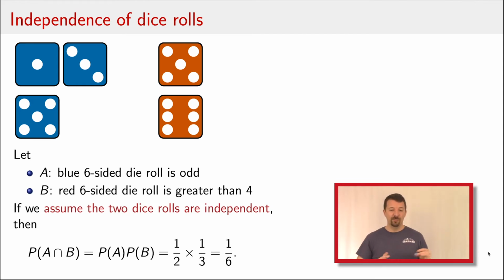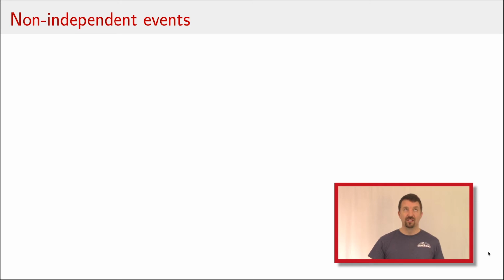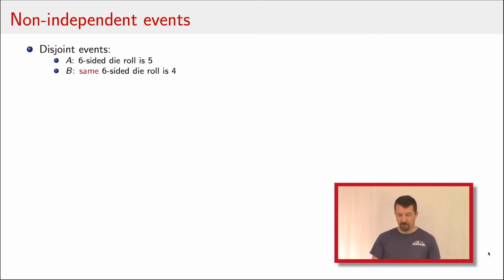All right, now let's take a little bit of time and talk about situations that are clearly not independent. We're going to start out with dice rolls, then we're going to get to some more real world examples in a bit. All right, so here's the first example. Let's say we have this blue die, and A is the event that it's a 5, there's the 5, and B is the event that the same die is a 4.